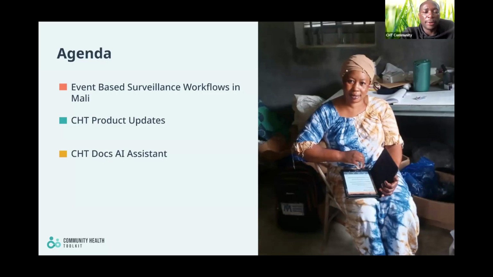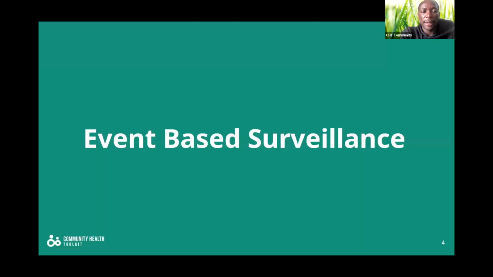We would first kick off our presentation with a presentation on event-based surveillance. This has been a very exciting topic for most community members who are interested in supporting integrated disease surveillance and response. So we'll be hearing more about the community event-based surveillance workflows that have been built to support surveillance in Mali. So to start us off, I would ask Hiell to take us through the first part of the presentation.